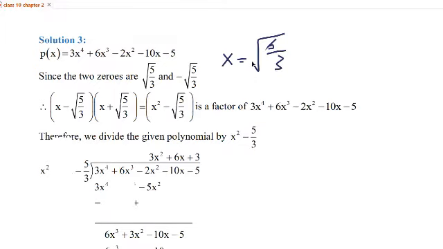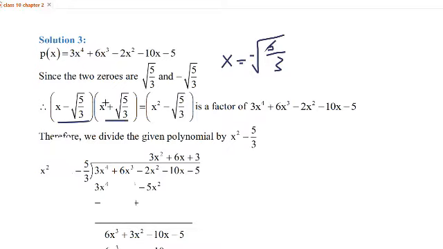First of all, I'll put x is equal to root 5 by 3, and on taking this root 5 by 3 towards LHS, I'll get x minus root 5 by 3, isn't it? So x minus root 5 by 3 will be one of the factors. Next, put x is equal to minus root 5 by 3, because it is also a zero. If I take this minus root 5 by 3 towards LHS, I'll get x plus root 5 by 3, and that will be the other factor.